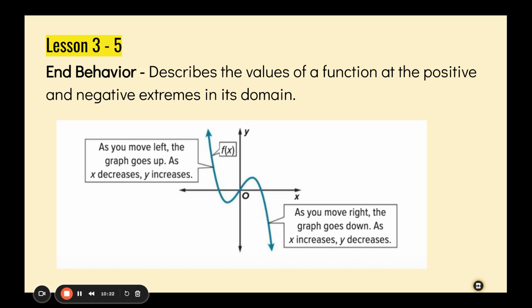So end behavior describes the values of a function at the positive and negative extremes of the domain. So as I'm coming out here left, as I'm getting further and further away from the origin, the x's are getting smaller and smaller. The y's, though, are going up and up. Okay, so the y's are increasing on this side. If I'm going down here, my x's are getting bigger and bigger. What are my y's doing? They're getting smaller and smaller. Okay.